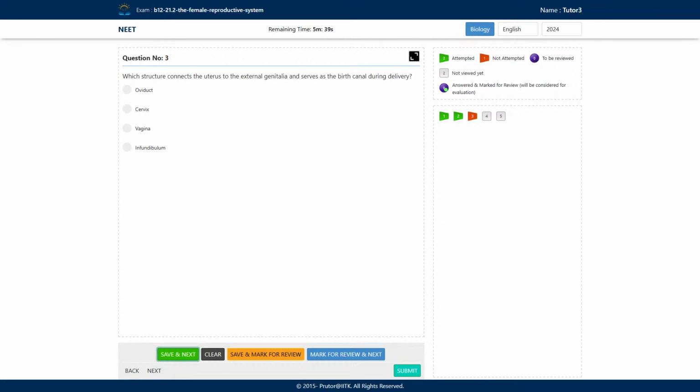Okay. So keeping this in mind, you have to answer this question. Option number 1 is oviduct, B is cervix, C is vagina, and fourth is infundibulum. So what will be the correct answer here?